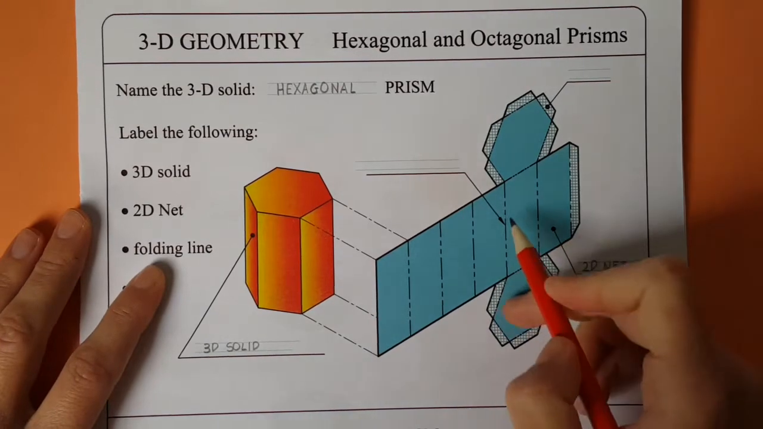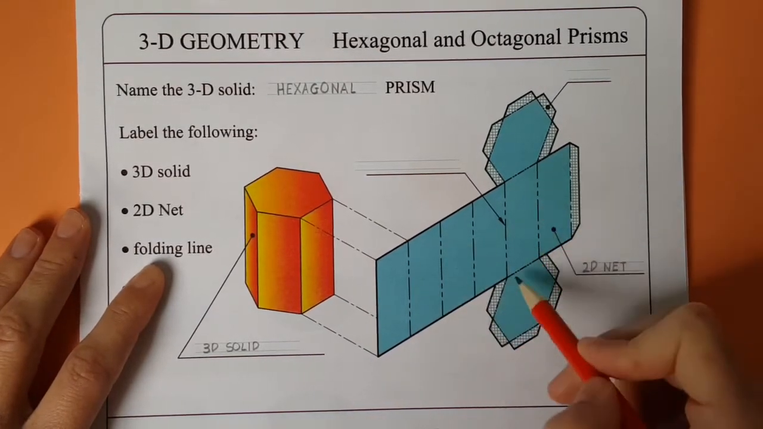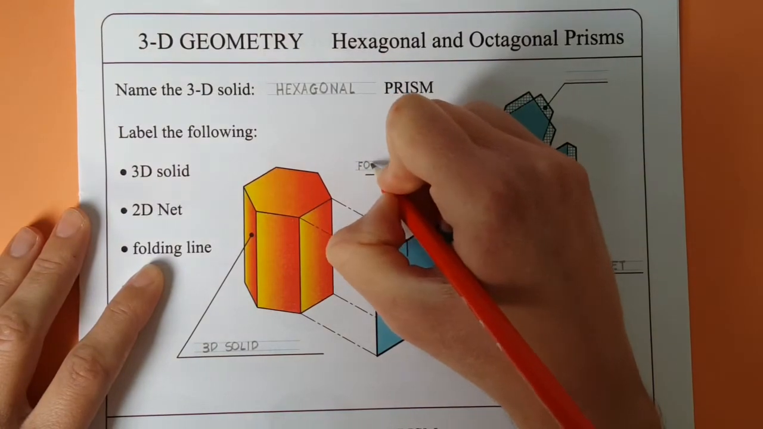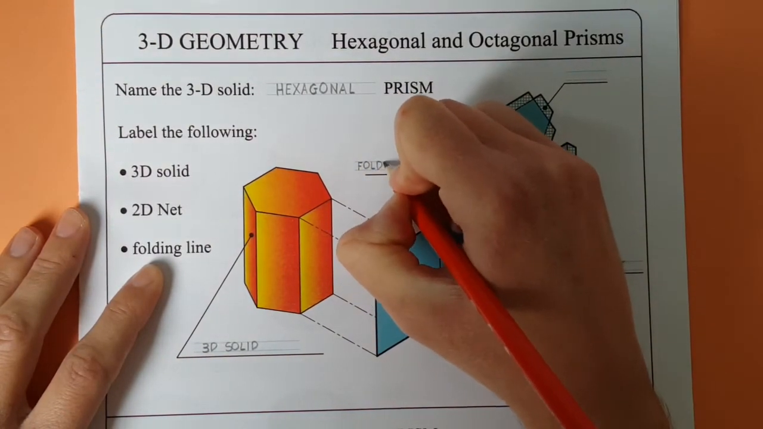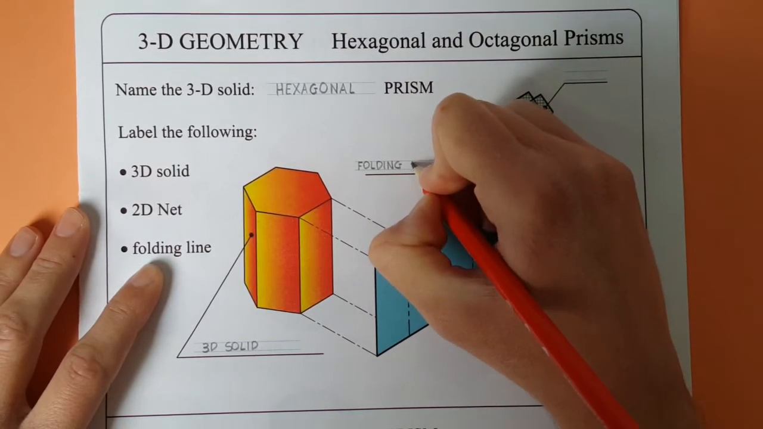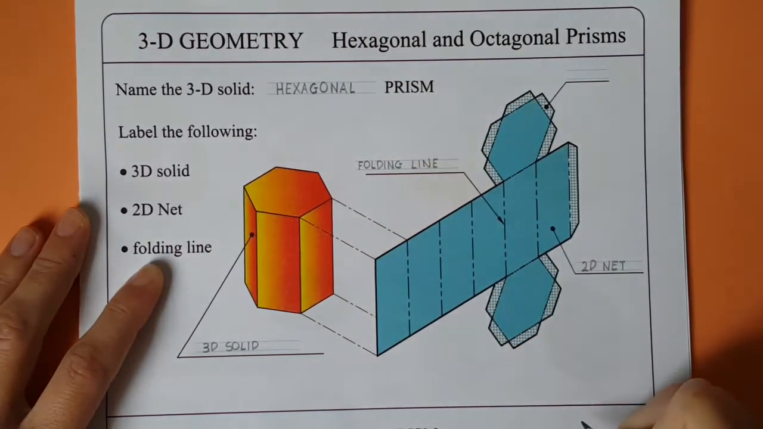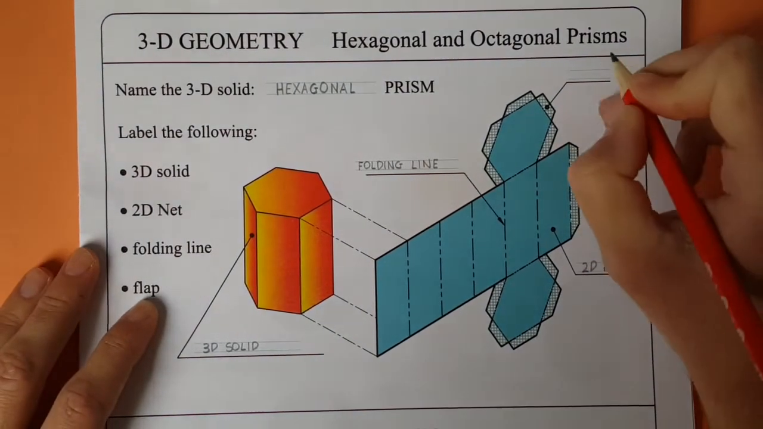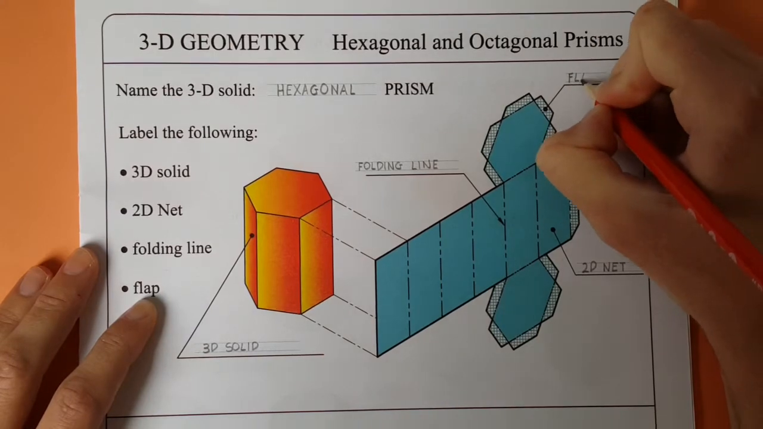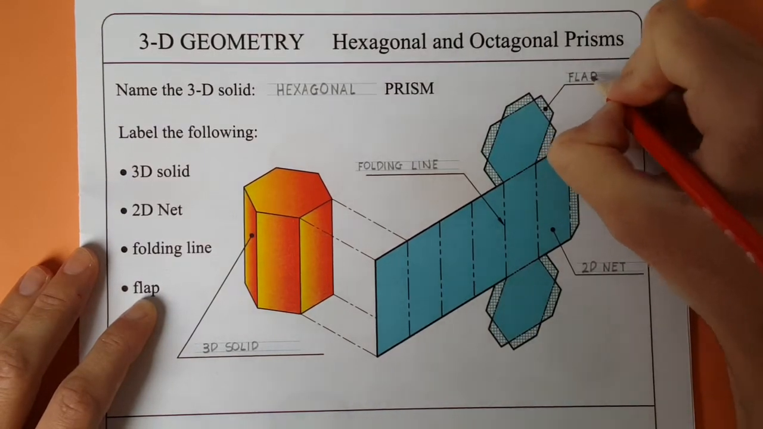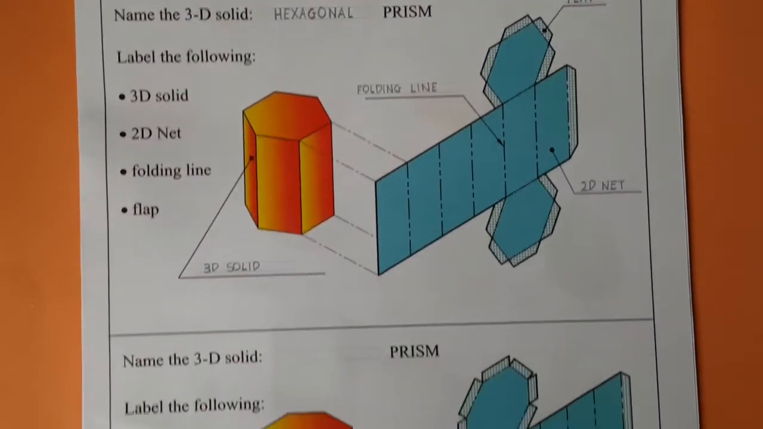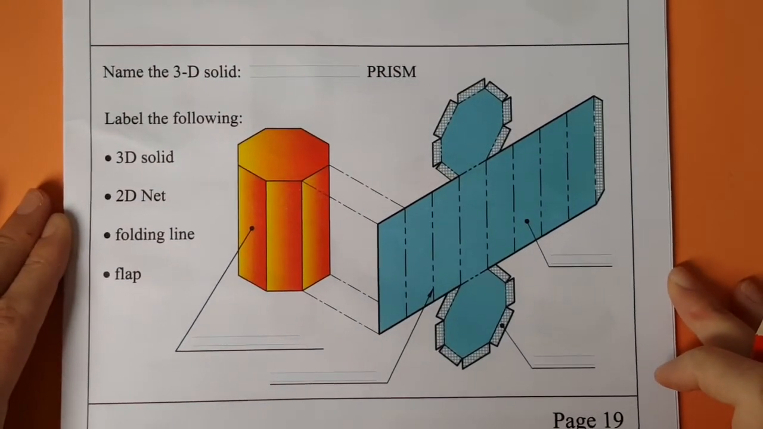Then we have the folding lines. This is where a person is to fold his 2D net to form the 3D solid. And then we have the flap. Again, the flap is where we put the adhesive on to keep the 2D net folded together.